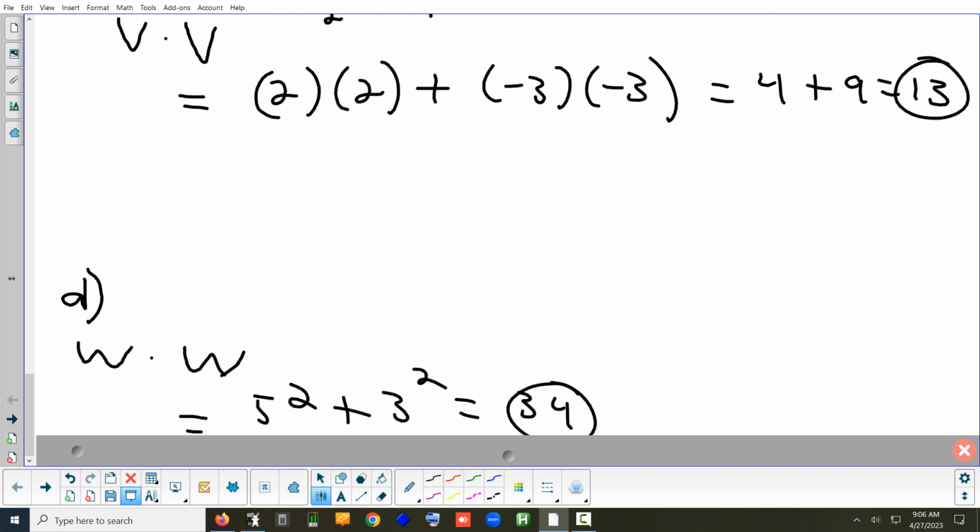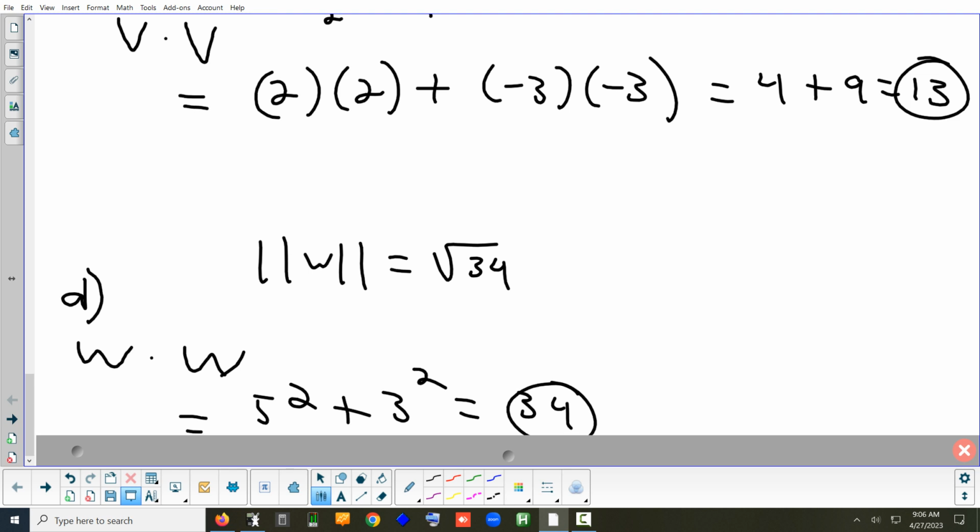So now that you know W dot W, what if I asked you for the magnitude of W? What would that be? You just get the square root of 34. So dotting a vector with itself gave us 34. The magnitude of the vector would be the square root of 34.